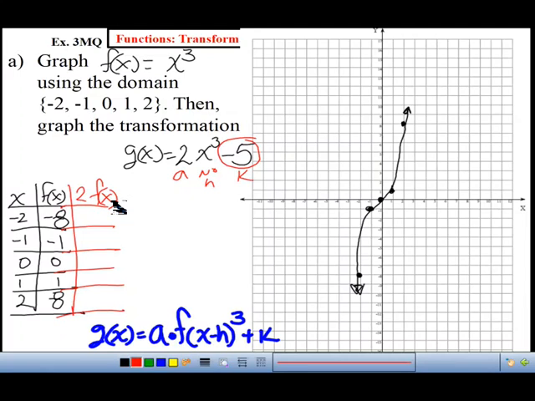Okay. So what do I write here? Esmeralda. -16. Uh-huh. -2. Uh-huh. 0. 2. 16. Thank you. Let's graph this. -2, -16, way down here. -1, -2. 0, 0, 1, 2. And 2, 16.